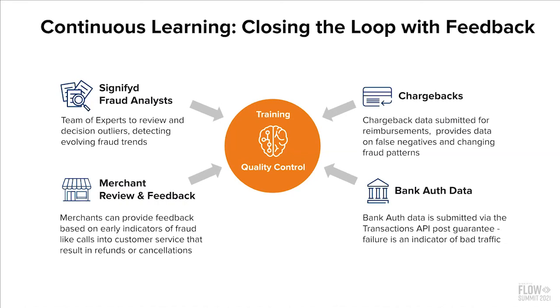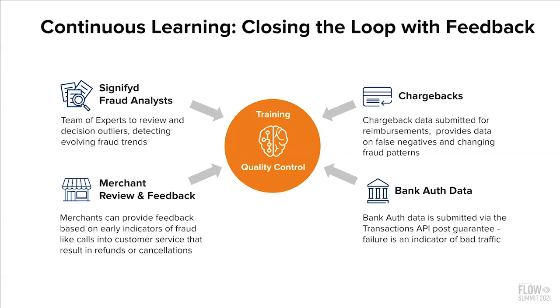Then, of course, we also collect a lot of chargeback data from our merchants. This chargeback data is submitted for reimbursements, and we use this as false negatives. And we are looking at changing fraud patterns and making sure that we catch all of them. Thirdly, we are also a fairly open system where the merchants can actually review our decisions and provide feedback. They can thumbs up a transaction that we might have declined, or thumbs down a transaction that we might have approved. And that's feedback that we also get in continuously.